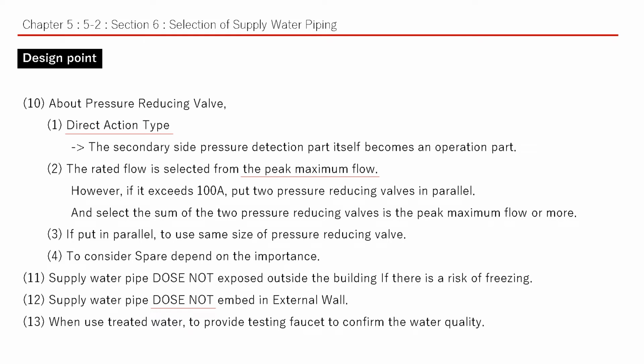Item 12. Supply water pipe should not be embedded in external wall. Supply water is pressurized piping. Therefore it will shake. It is one of the causes of making cracks on the wall or floor. Therefore embedding in external wall should be avoided.